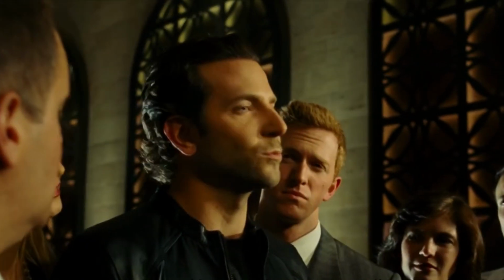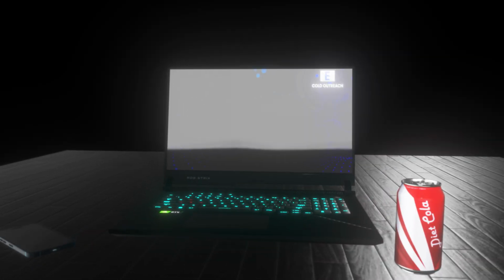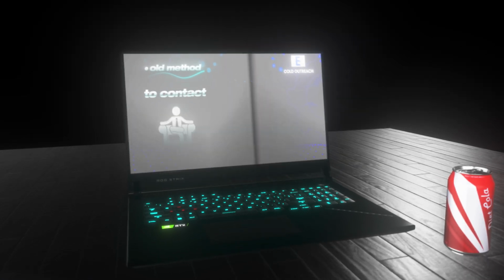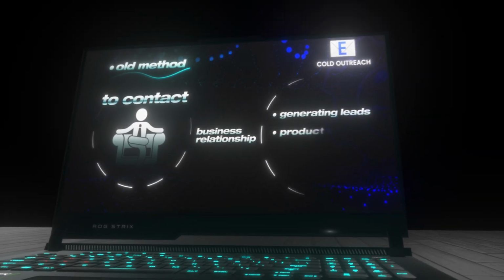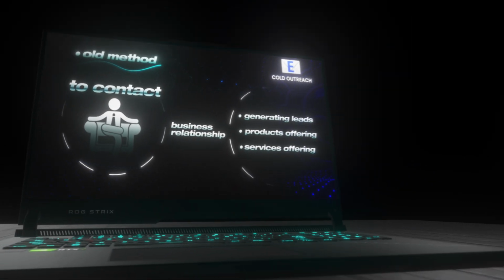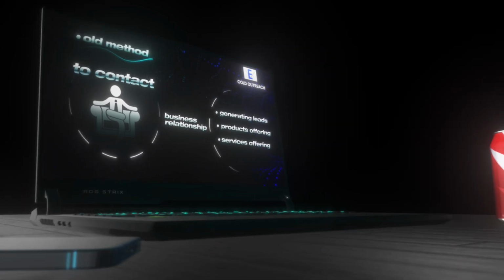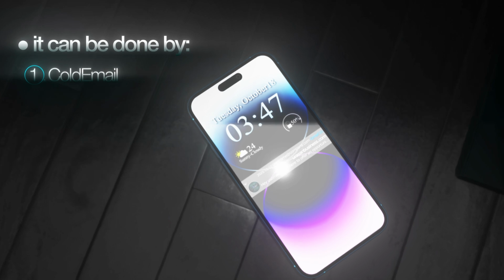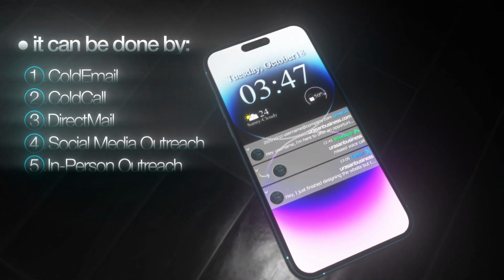So the first thing we have here is cold outreach. So what is cold outreach? Cold outreach is an old method to contact someone for the purpose of building a business or relationship, generating leads, offering products or services. We call it cold because the person you are reaching out to has no prior relationship or consent to be contacted by you. It can be done by cold email, cold call, direct mail, social media outreach, and in-person outreach.